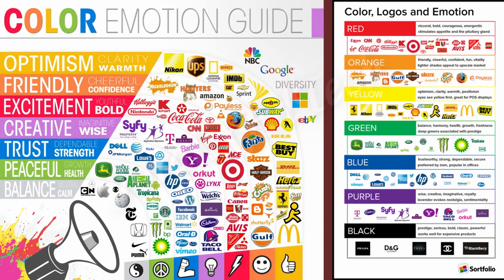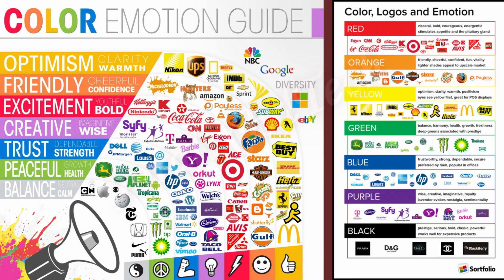So I have here another example of color psychology along with the popular companies using these colors. For example, yellow for optimism, clarity, and warmth. So logos using yellow color are Nikon, IMDb, Subway, Shell, Best Buy, and McDonald's. And for orange, it means friendly, cheerful, and confidence. So we have here the Nickelodeon, Amazon, Payless, Mozilla Firefox, VLC, and even Harley-Davidson.